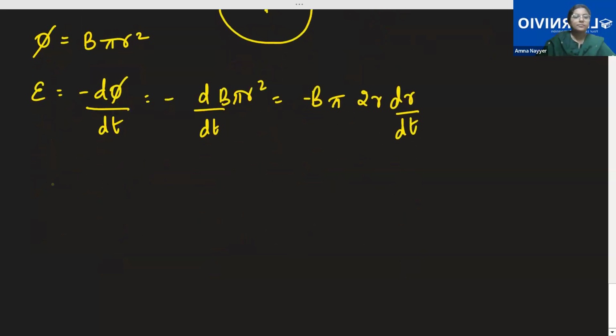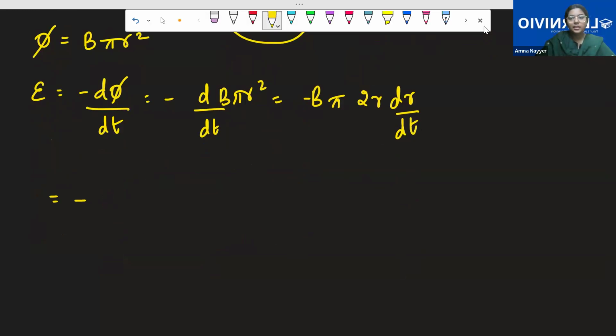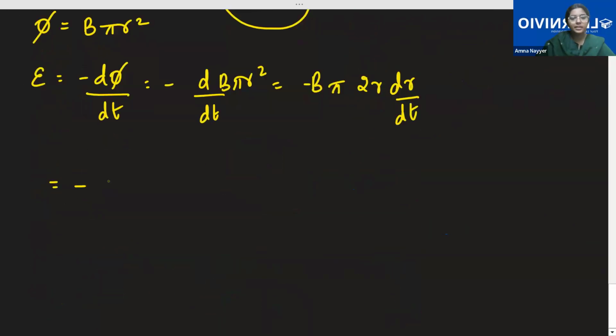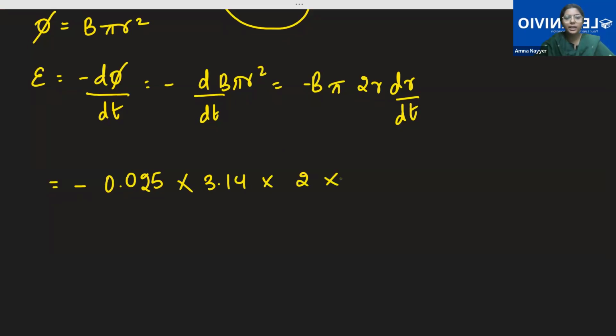So what do we get here? Minus magnetic field. Magnetic field is given to us as 0.025, into pi, which is 3.14, into 2 into the radius, which is 2 centimeter, 2 into 10 to the power minus 2, and the rate is given as 1 millimeter, that is 10 to the power minus 3. All of these equal the voltage.